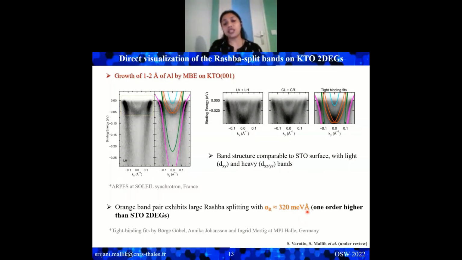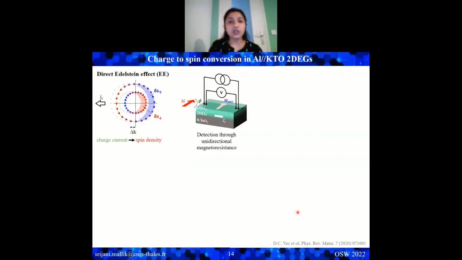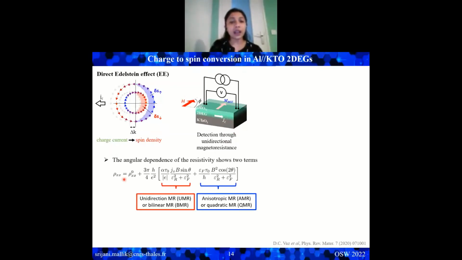So of course, this is theoretical. So we wanted to measure this experimentally in our sample. And to do so, we took advantage of the direct Edelstein effect, that is the charge to spin conversion. So in the sample, if we inject a charge current, then due to the direct Edelstein effect, a spin density will be generated along the y direction, let's say. And if we now rotate our sample in plane with respect to the magnetic field, then the angular dependence of the resistivity will be dominated majorly by these two terms. The first term, which is known as the bilinear magnetoresistance, varies as sine theta, and the second term, which is known as the quadratic magnetoresistance, varies as cos theta.